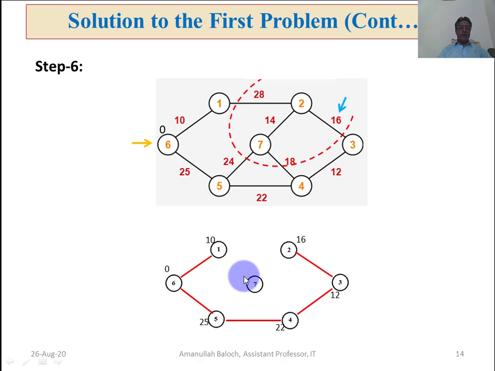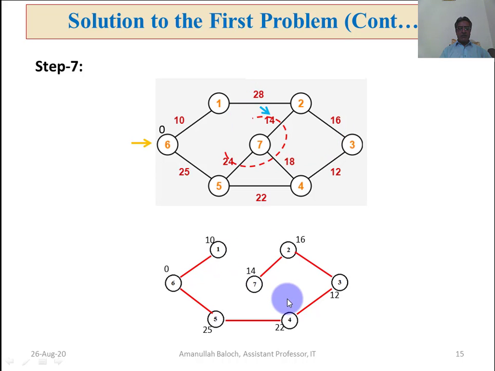Now we will construct the MST from this figure. So key value of 6 is 0. This is the root node. So its left is 1 and right is 5, and then 5 is the parent of 4, 4 is the parent of 3, 3 is the parent of 2, 2 is the parent of 7. This will be like this. From 6, 1 is on the right side and 5 is on the left side, and all the children are below. 4 is the child of 5, 3 is the child of 4, 2 is the child of 1, and 7 is the child of 2.